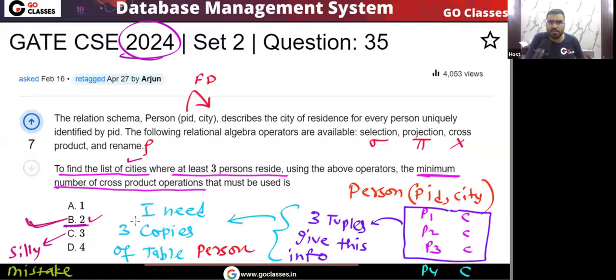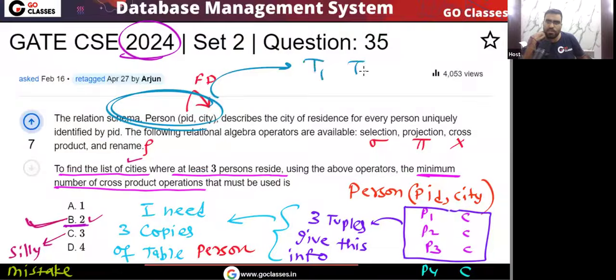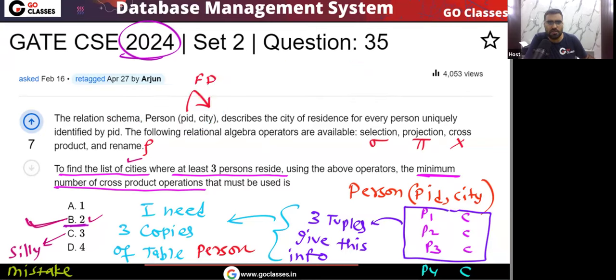This was the silly mistake because students were thinking that I need 3 copies of this table person: one copy, another copy, another copy. It means I need 3 cross products. But if you have 3 copies, then 2 cross products will be needed. Yes or no? Do you agree with me? In this question, they are asking how many cross products are needed. I hope this point is clear. So the answer will be option B.